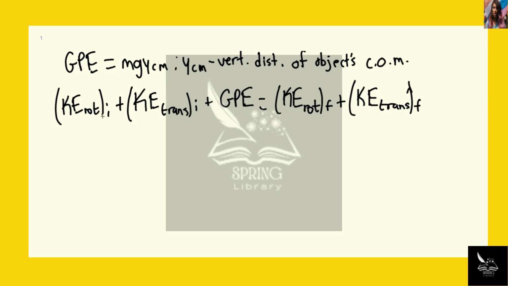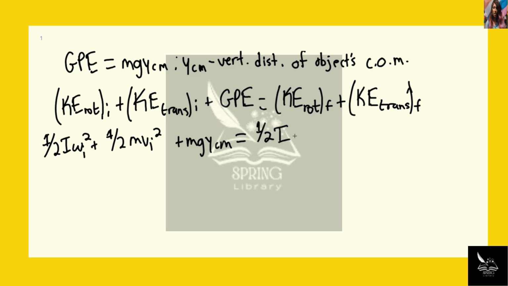And we can substitute. So we have half I omega initial squared plus half m v initial squared plus m g y_cm. This is going to be equal to half I omega final squared plus half m v final squared.